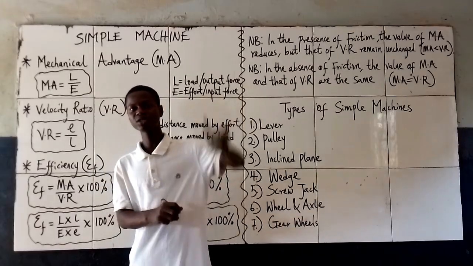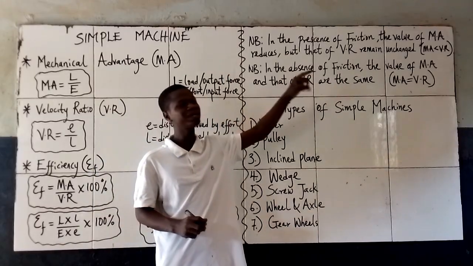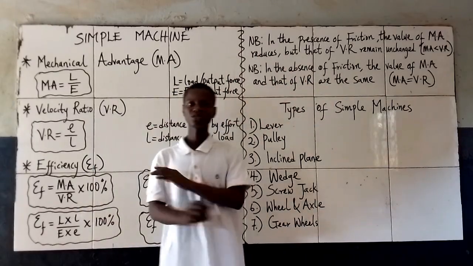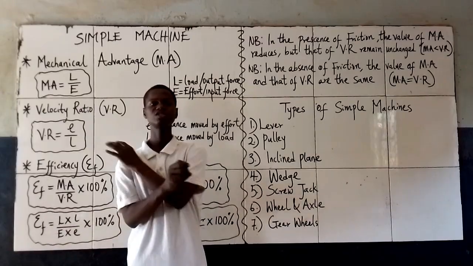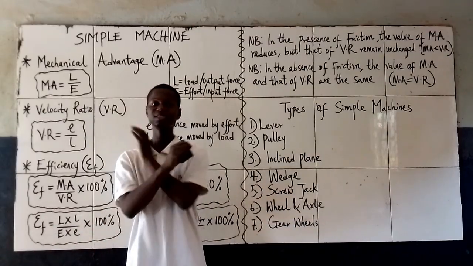So as the friction increases, or as the frictional force increases, the value of MA tends to become smaller, but that of VR remains unchanged. So whether there is friction or there is no friction, the value of VR for a particular machine is constant.